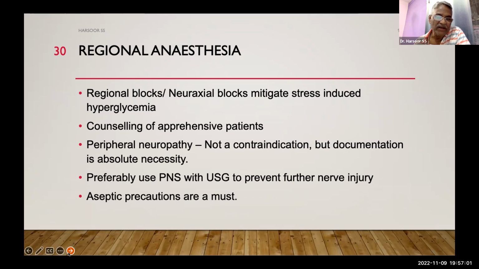And remember, peripheral neuropathy is not a contraindication, but what is essential is documentation and informing the patient about the existing neuropathy and the disorders. Whatever we can do, use of ultrasonography and, if it is possible, even peripheral nerve stimulators to prevent further nerve injury may be beneficial. And of course, needless to say, aseptic precautions are a must whenever we are using regional anesthesia.